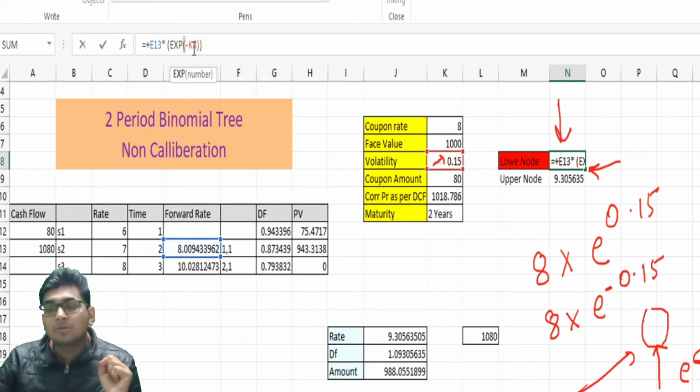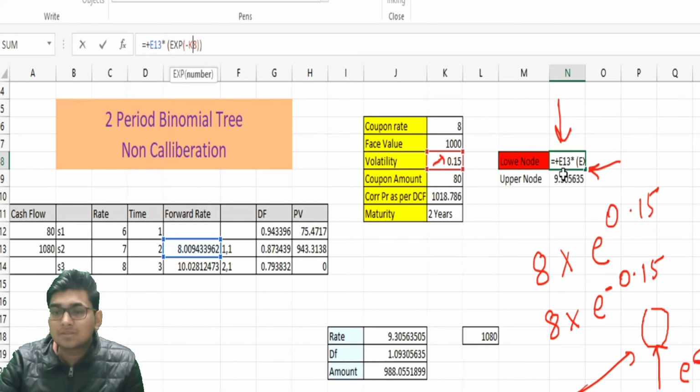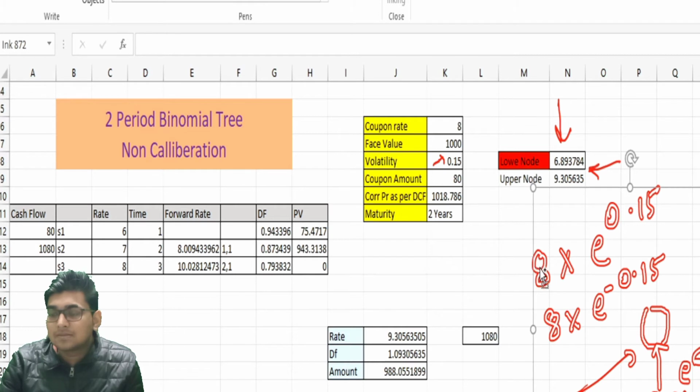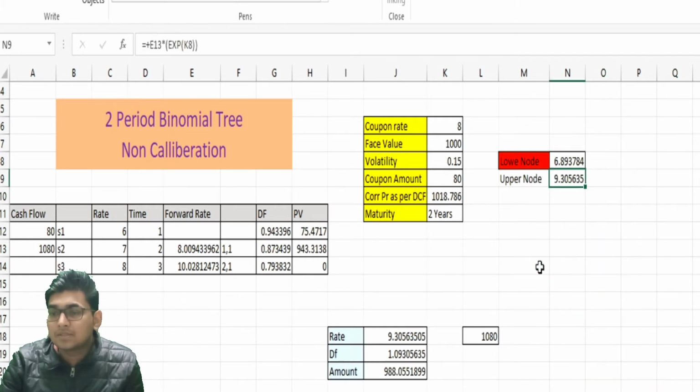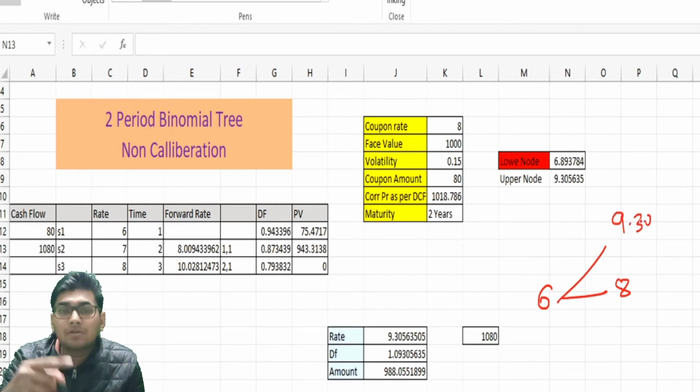So till now we are all good with the top node as well as the lower node, which I am calculating from the forward rate. One more important concept. If this is 6, this is 8, this is 9.30 and this one is 6.893. Now this gap is e to the power negative sigma and this gap is e to the power positive sigma. What is the gap between 6.893 and 9.30? That gap is e to the power 2 sigma.